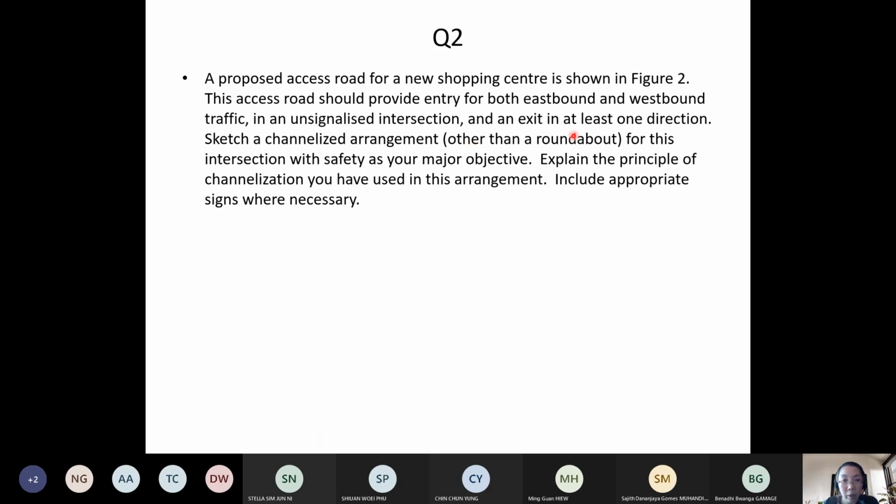Any other things to look out for? Okay, so no roundabout again, and you should not use a signalized intersection either. So it must be a channelized arrangement. And safety, again, is your objective, not capacity. Then you have to explain the principle of channelization you have used for this arrangement.